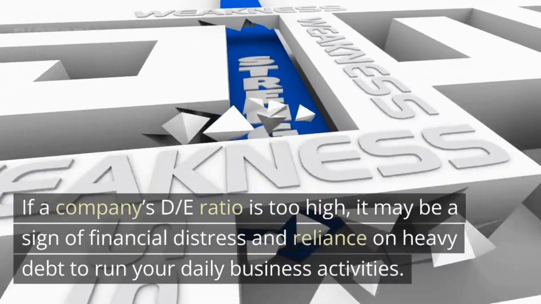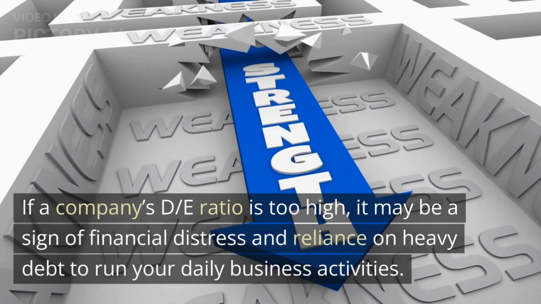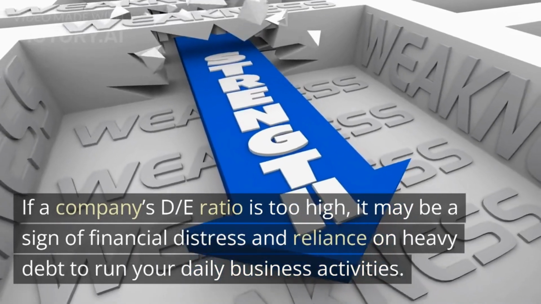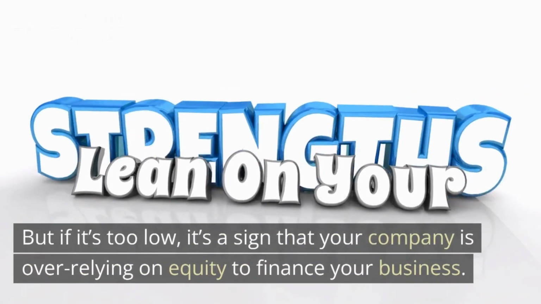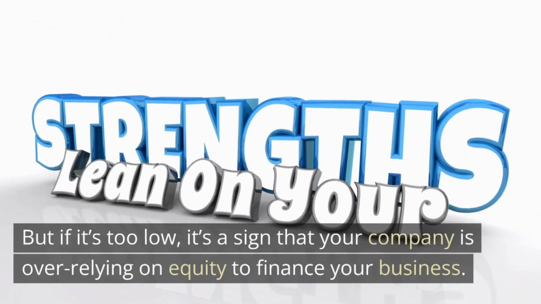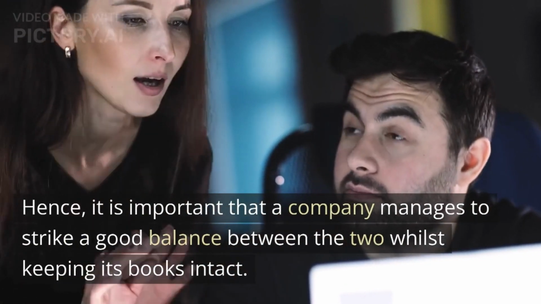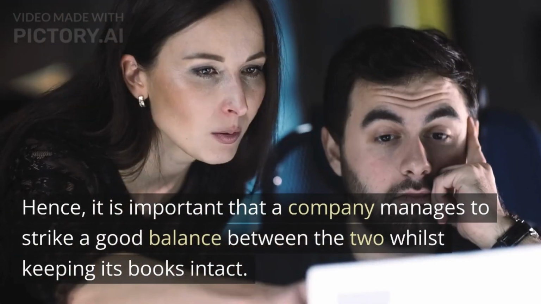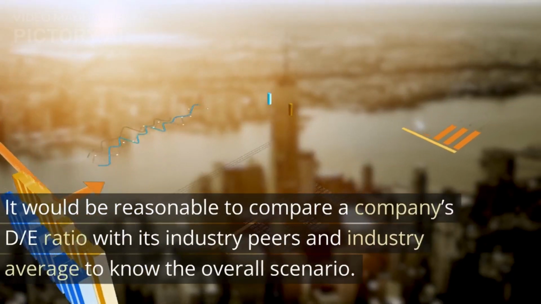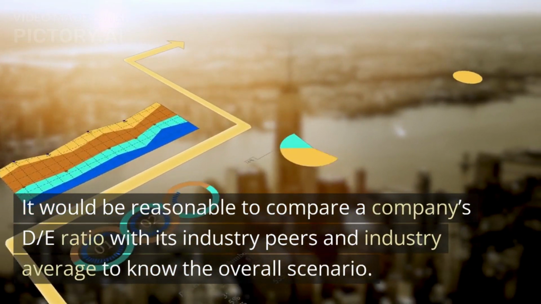If a company's D/E ratio is too high, it may be a sign of financial distress and reliance on heavy debt to run your daily business activities. But if it's too low, it's a sign that your company is over-relying on equity to finance your business. Hence, it is important that a company manages to strike a good balance between the two whilst keeping its books intact. It would be reasonable to compare a company's D/E ratio with its industry peers and industry average to know the overall scenario.